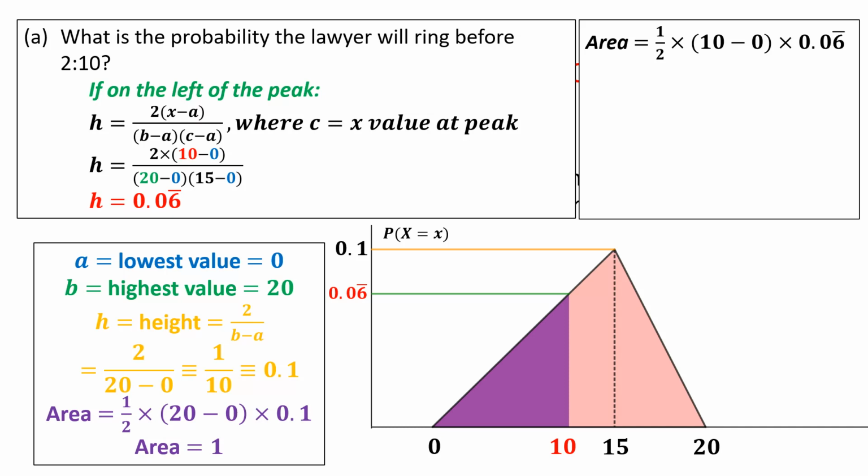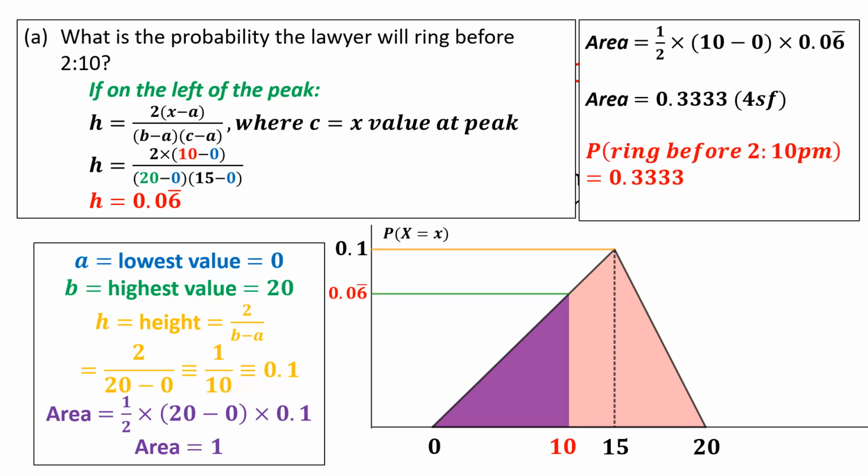Now we can go on and work out the area of the purple triangle, which is half times base times height, so half times 10 minus 0 times a height of 0.06 recurring, which gives us an area of 0.3333, which is the same as the probability we're trying to figure out. The probability that they'll ring before 2:10 p.m. is 0.3333 or 33.33%.